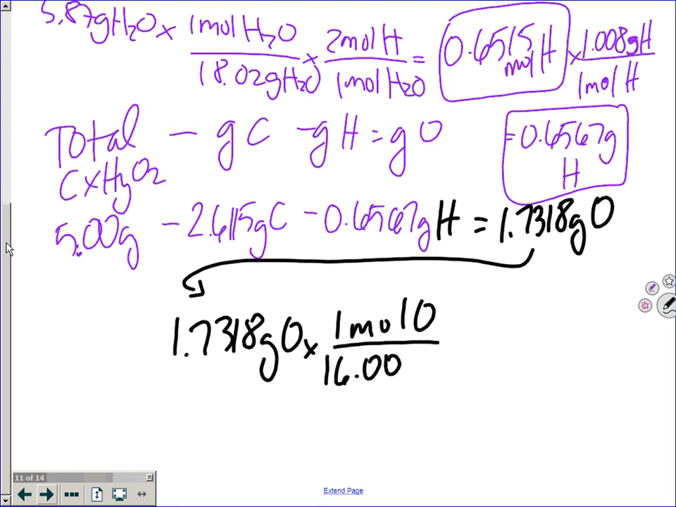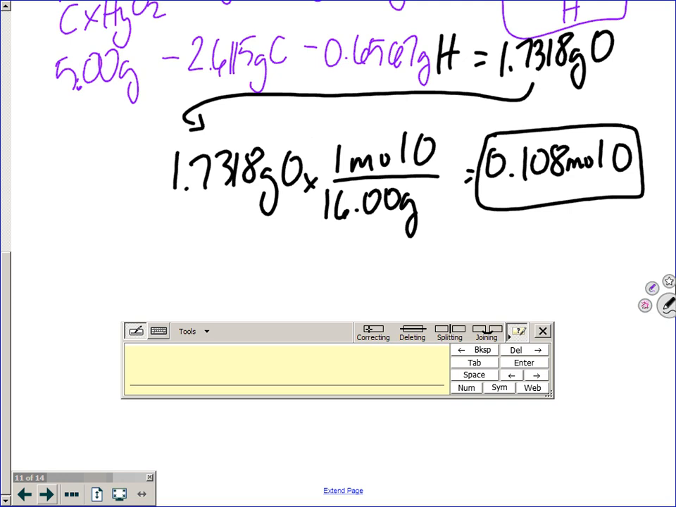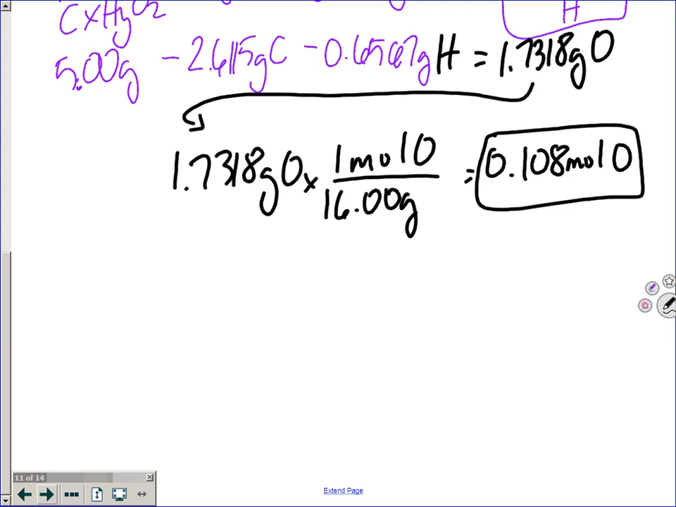16 grams. That is 0.108 moles of oxygen. We were trying to do it the other way, to see if you could do it by going with the amount of oxygens in a water and the amount of oxygens in a carbon dioxide. It's too hard. This one's easier. So then you're going to take your moles and compare.